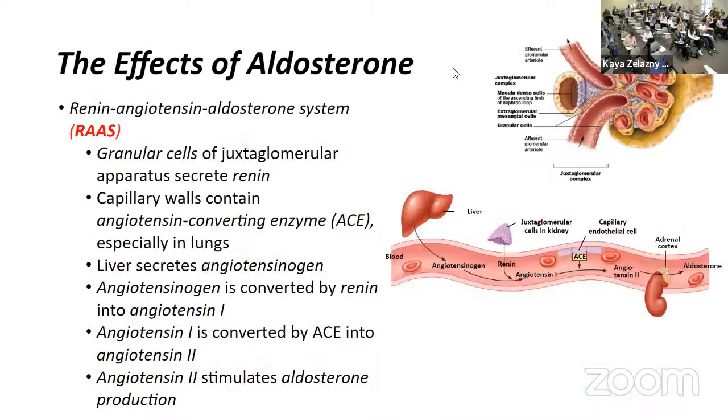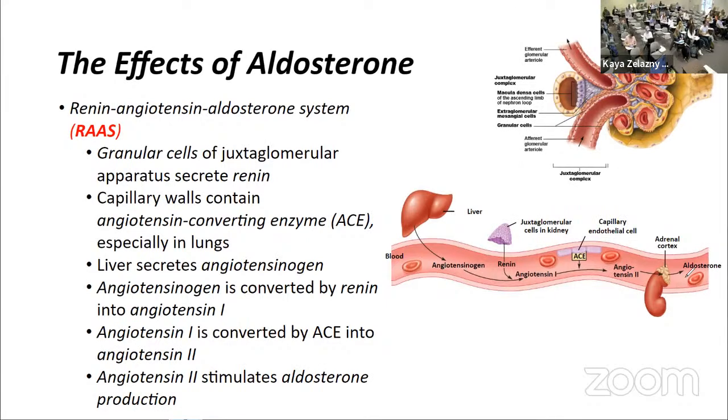Now, unfortunately, there's a big pathway for how we actually end up releasing aldosterone. There are a number of different things that get converted in order to release aldosterone from that adrenal gland. This figure at the end shows us aldosterone in the blood coming from our adrenal cortex. But you can see that there's a lot going on first.